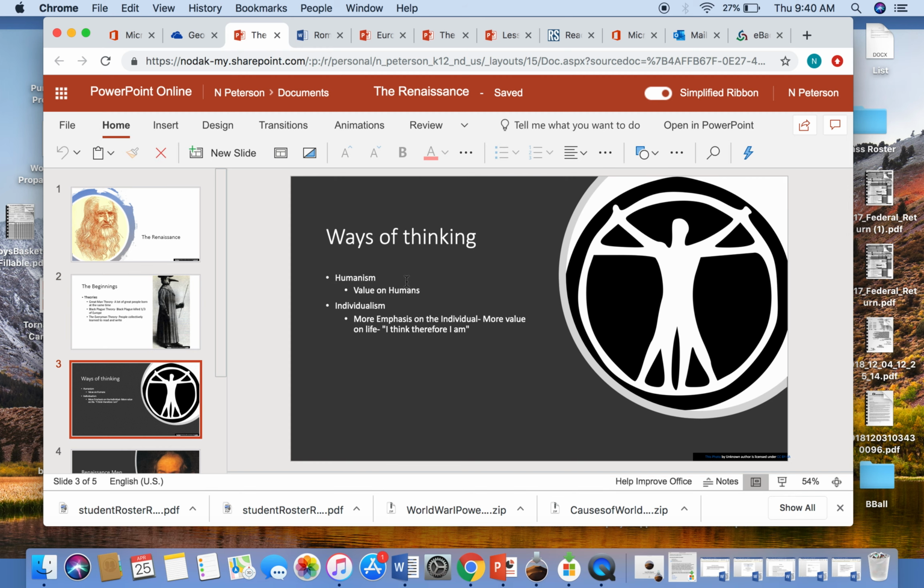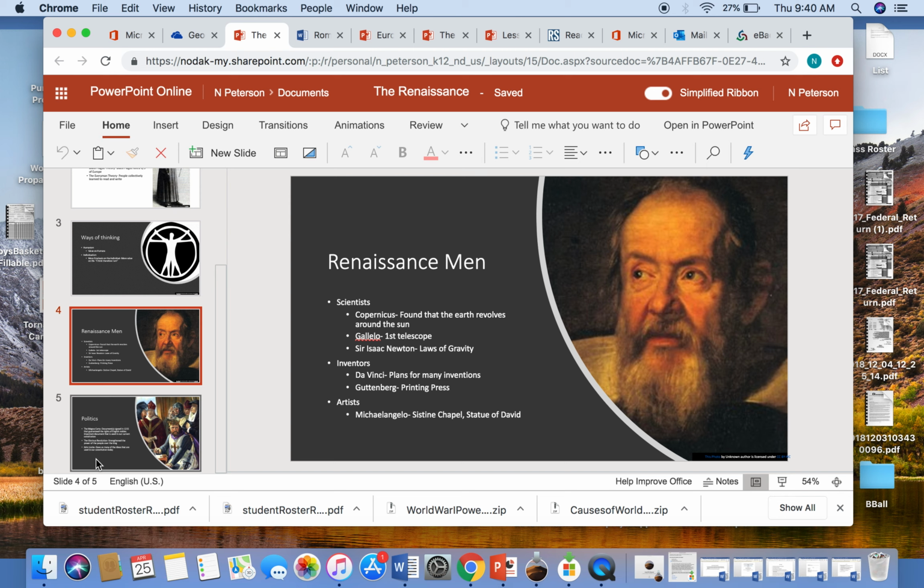And then the ways of thinking. Humanism, remember, humanism and individualism. Remember we had the discussion on the value of human life and how it was important, and it resulted in people getting an education. Then some Renaissance men, the scientists, remember some of the names, Sir Isaac Newton, remember three laws, gravity. Probably the most important guy in this era was Leonardo da Vinci, painted a couple things and invented a lot of different things.